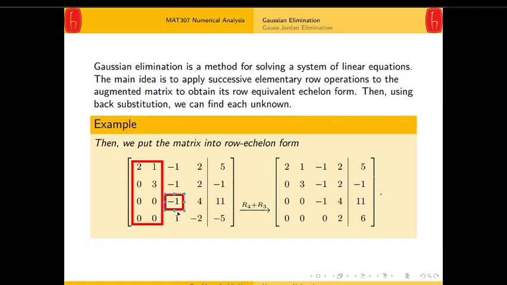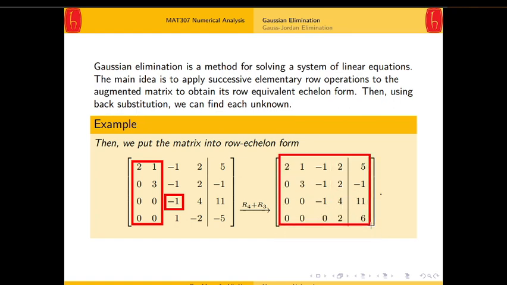We need to eliminate the entries below, right? We can do that by adding the third row to the fourth row. When we do that, this will be 0, this will be 2, and this will be 6, 0 to 6, and we obtain 0 here. Now let's check the matrix.